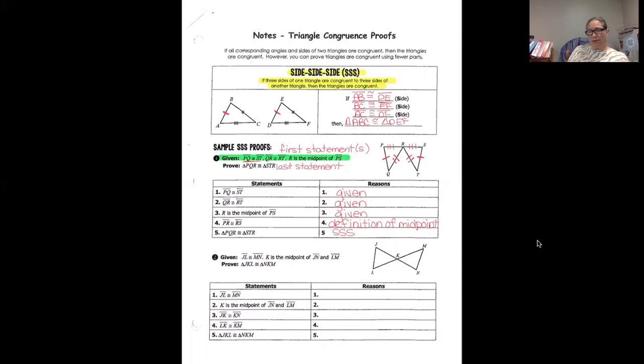Don't forget your questions box. You may have lots of questions here, so don't forget to include that.